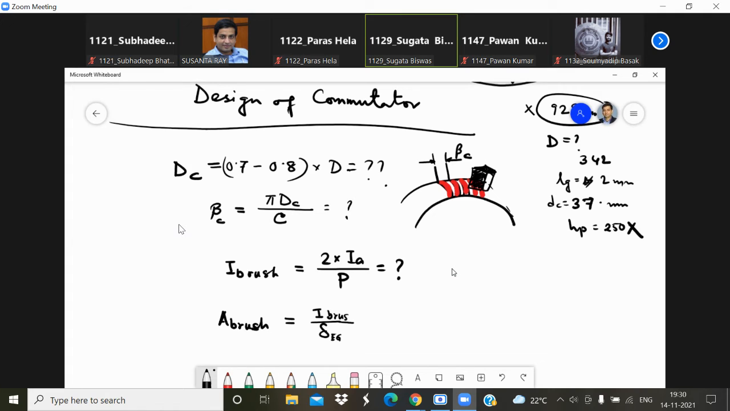So my beta C is coming at 6.7. Okay, beta C must be more than 4 mm. Or for small machines it can be less than 4 mm as well. For the area of the brush, you can calculate using the electrographite current density. You can take 10 ampere per square mm.